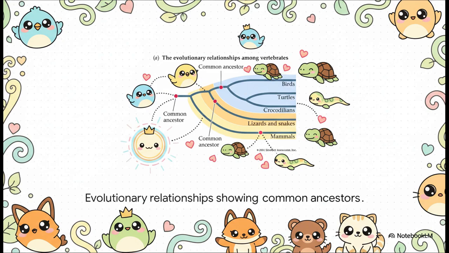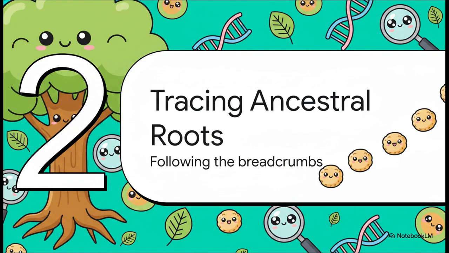Notice the evolutionary relationships among vertebrates here. We can trace distinct groups, birds, turtles, crocodilians, lizards, and mammals, all the way back along those branches to shared connection points, or nodes. Those nodes, they represent a common ancestor, showing us exactly how different lineages split off over deep time.